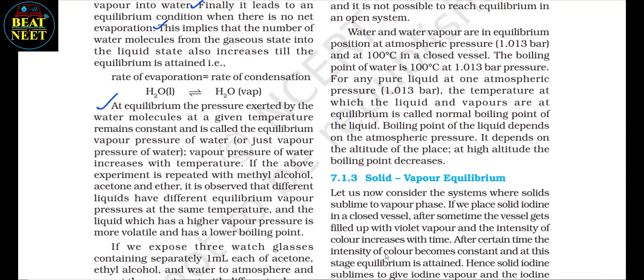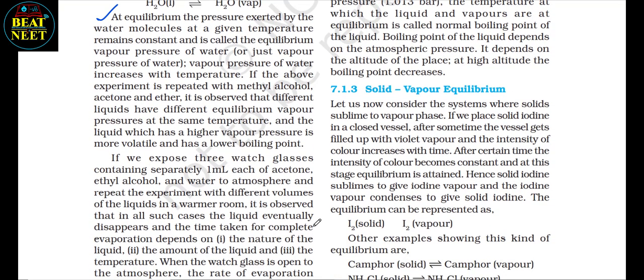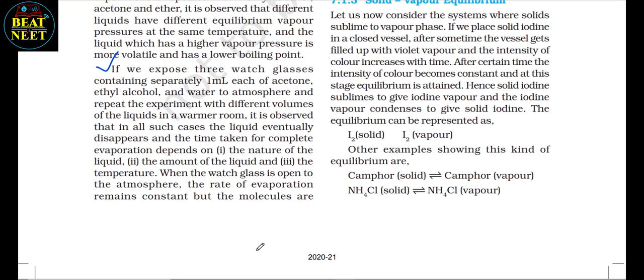At equilibrium, the pressure exerted by the water molecules at a given temperature remains constant and is called the equilibrium vapor pressure of water, or just vapor pressure of water. Vapor pressure of water increases with temperature. If the above experiment is repeated with methyl alcohol, acetone and ether, it is observed that different liquids have different equilibrium vapor pressures at the same temperature, and the liquid which has a higher vapor pressure is more volatile and has a lower boiling point.